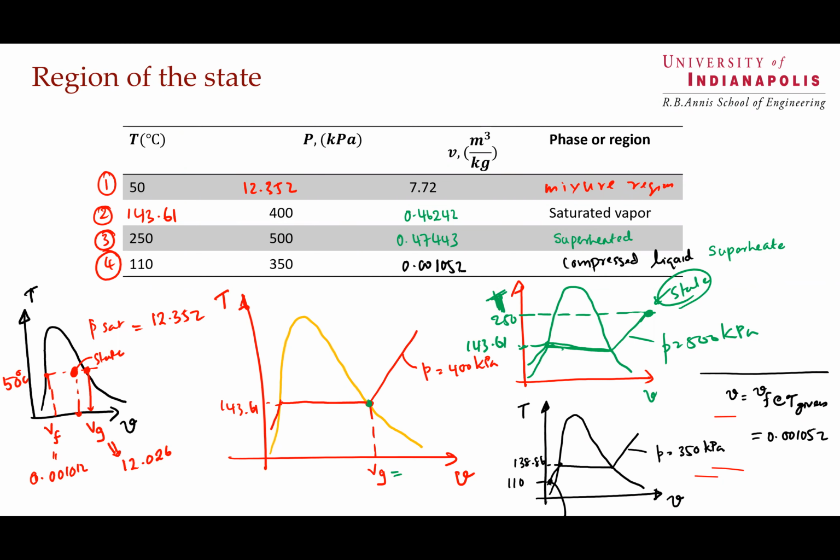I hope that it makes sense. So the key is that you draw that little TV diagram for each case, and then you can find the properties from the table and mark it down on the diagram, and then you can find out the region that any state belongs to, and then you can read the other properties.